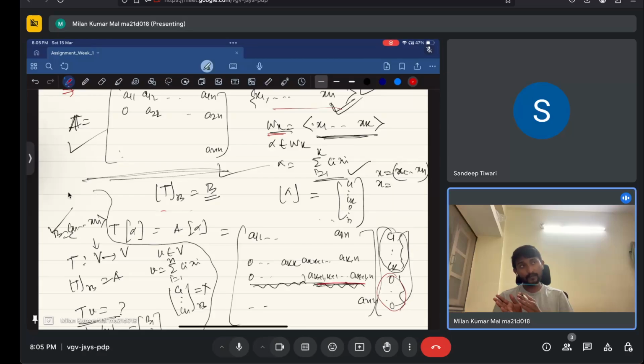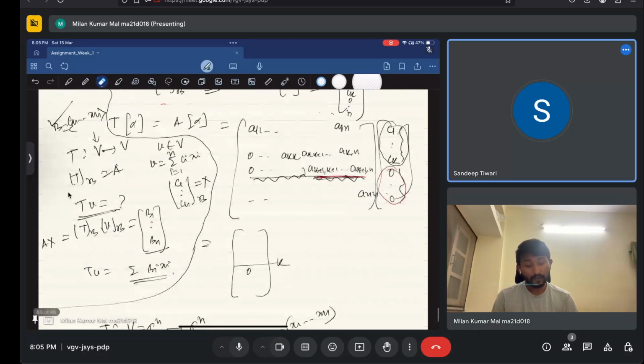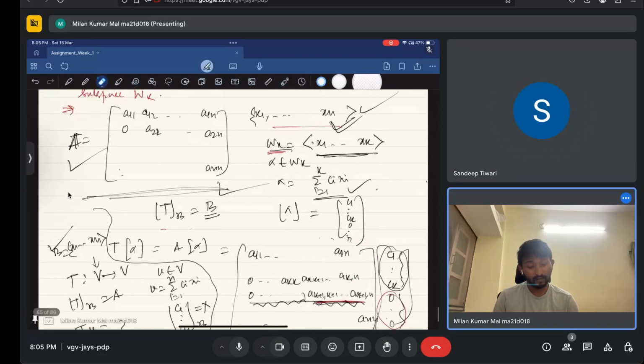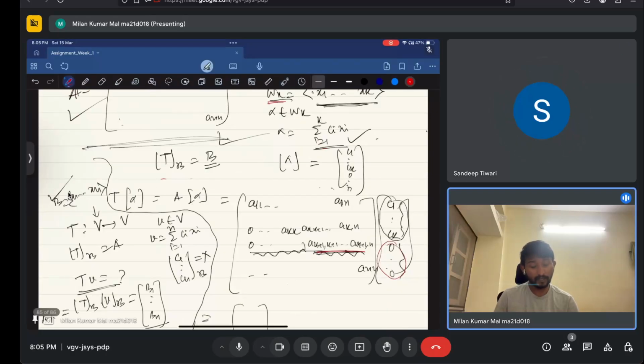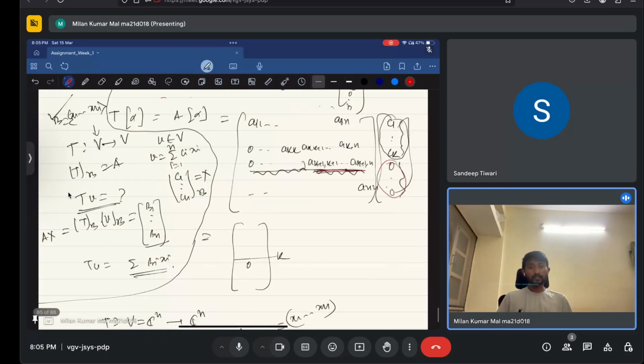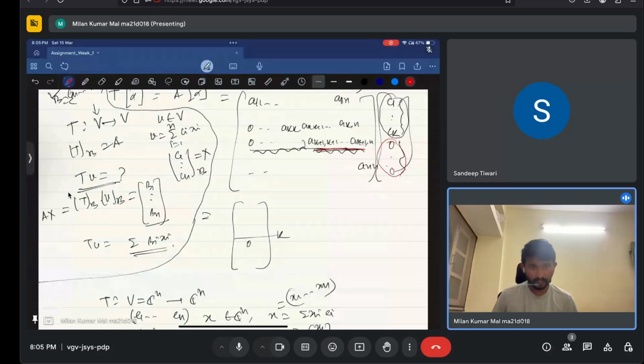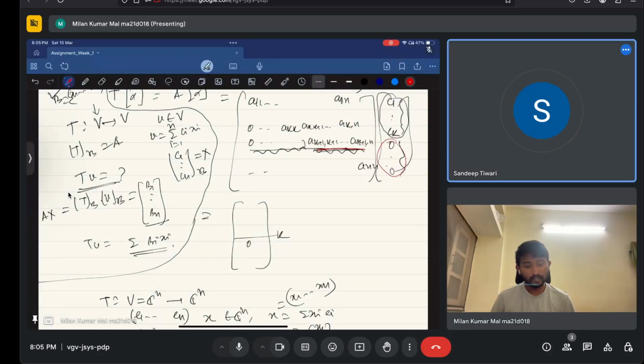You have to write that vector in terms of the new ordered basis, and whatever coordinate matrix comes, you have to multiply. But when it is standard, you have to use the standard one. So this way you can say that, if that is clear, then it is clear now why the elements after the kth position will be 0 in this triangular form. Clear?